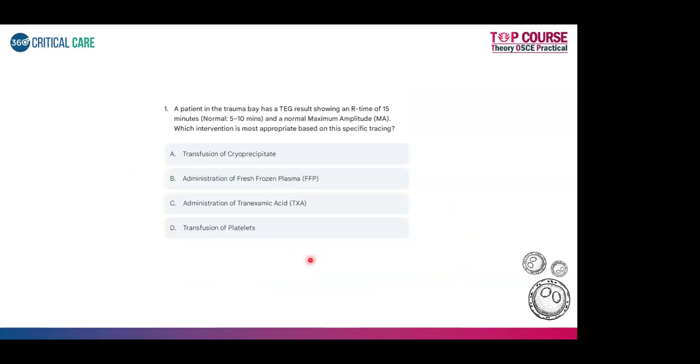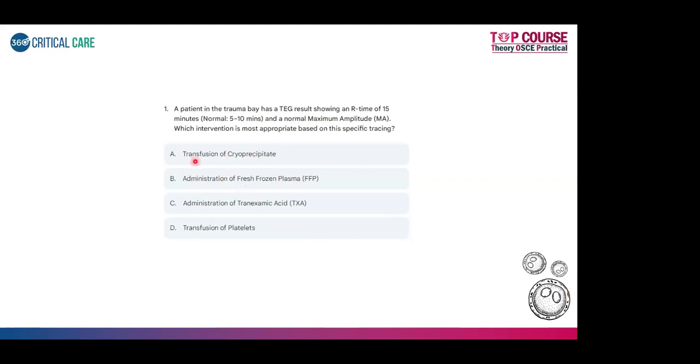You have a patient in the trauma bay with TEG R time showing 15 minutes. The normal range is 5 to 10 minutes and the maximum amplitude is normal. What is the most appropriate intervention? R time is what? Clotting factors. Or FFP. So what do you want to do? Give transfusion of cryo, FFP, Tranexa, platelets. FFP, we have to. FFP.